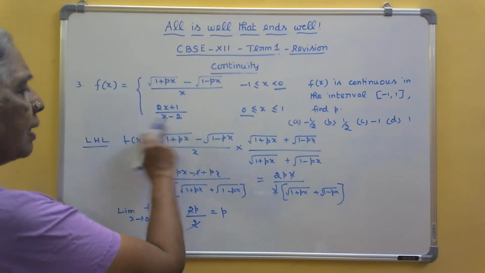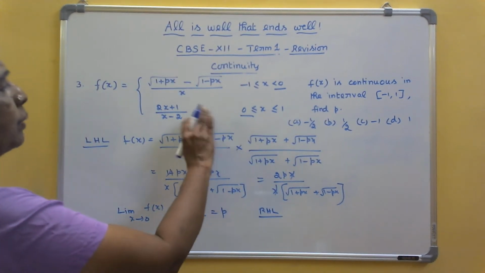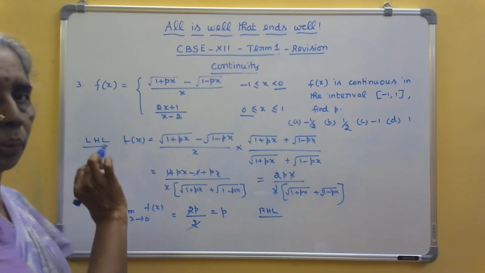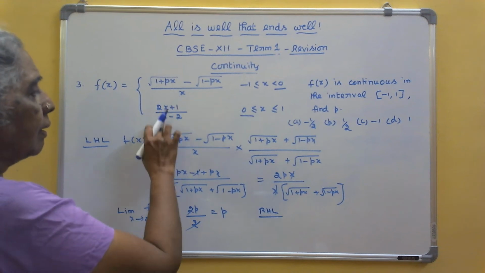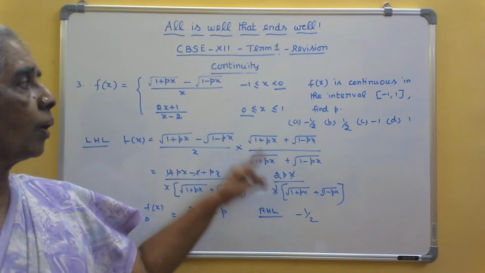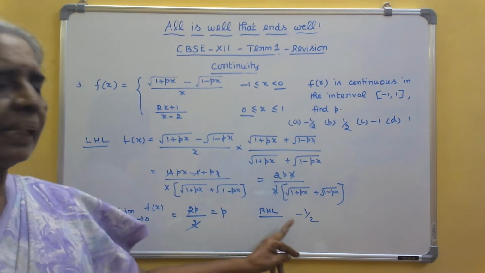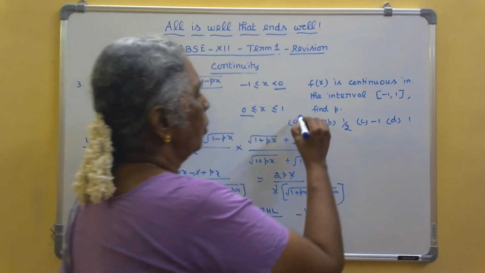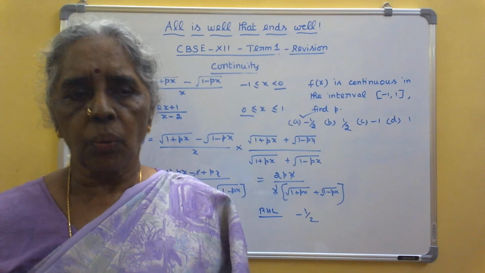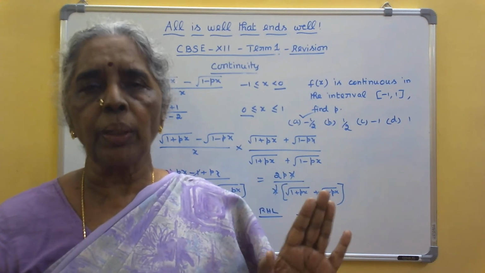Now let us come to the RHL. RHL is very simple, so straight away you can substitute x is equal to 0. So what will you get? 2 into 0 is 0, 0 plus 1, so 1. Here 0 minus 2, so that is minus 1 by 2. This is RHL as well as f of 0. So straight away you get p is equal to minus half. So this option A is your correct option. Actually in the three sums we have done three different things. Hope you have followed all the three.